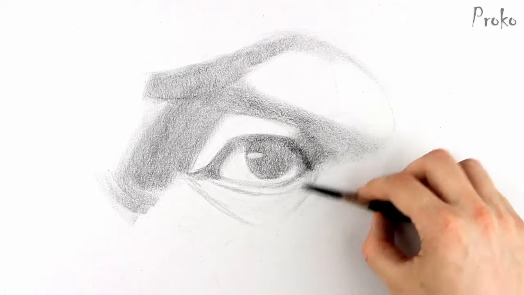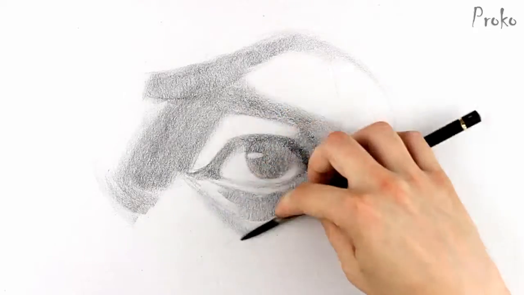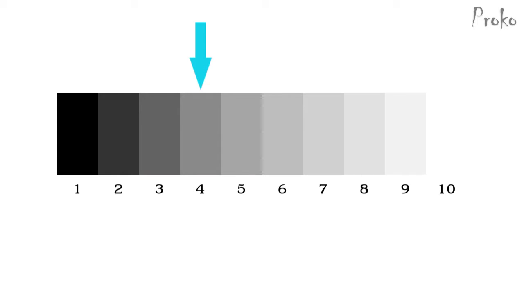So I'm observing the light pattern and trying to design those shapes. This stage should look clean and graphic. You should only have one value for the lights and one value for the shadows. My shadow value is usually around 4 on the value scale.